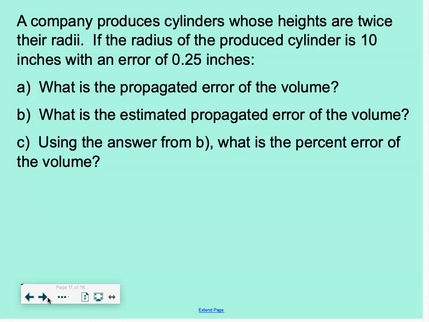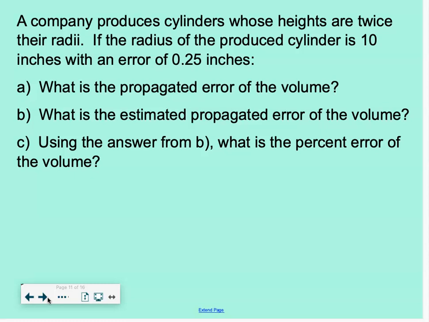I will tell you, your new book never uses the word propagated, so I won't use it on your quizzes or your tests. Ooh, I might have on the quiz. I rewrote a bunch of quizzes this weekend for this unit, and I can't remember if I took propagated off. I think I left it in. Okay, well, anyway, that's okay.